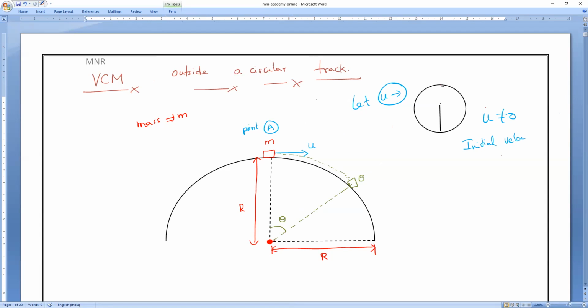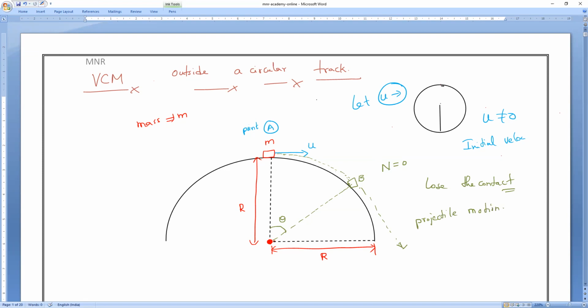At a particular point where N, the normal, becomes 0, at that point it will lose contact between the surfaces. So it will turn into what? Instead of sliding, it will turn into projectile motion. Understanding?